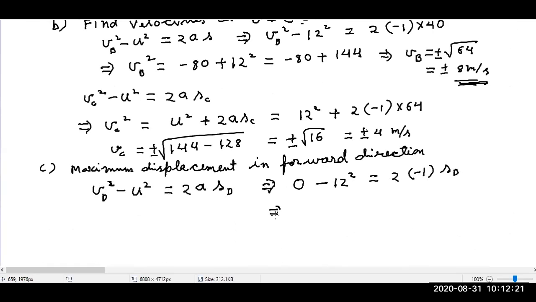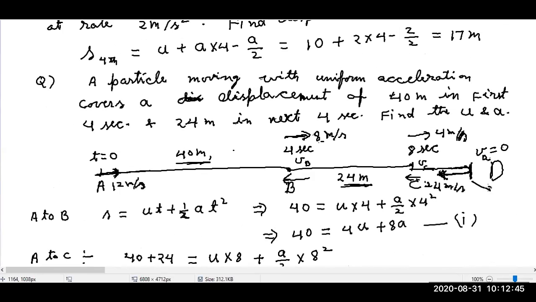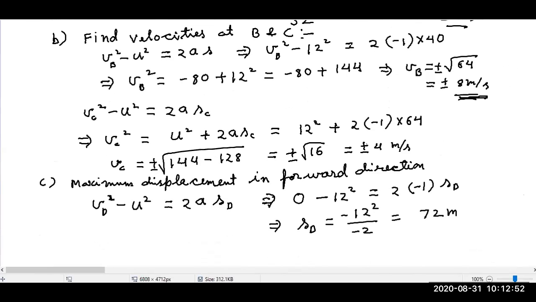So how much will be SD? The SD will be minus 12 square by -2. So that is coming how much? 72 meters. So the maximum distance the particle will come, this point will be how much? 72 meters. So this is the maximum displacement of particle in the forward direction.